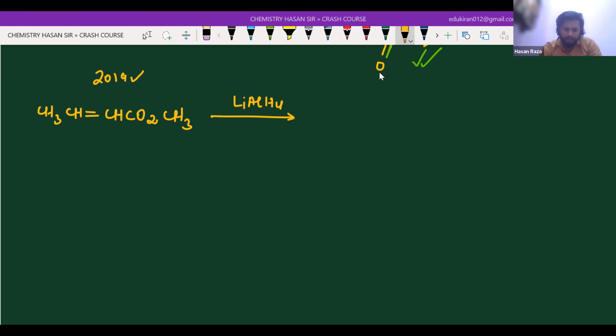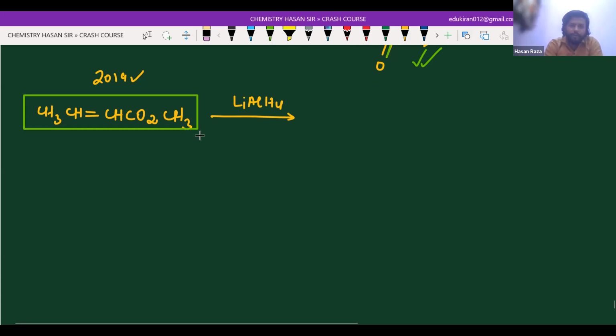How many products are there? Can anyone tell me which functional group is present in this compound?